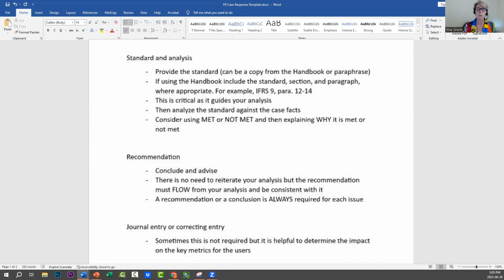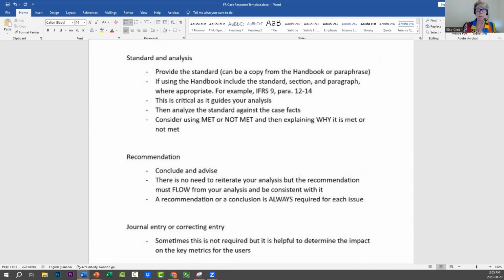So that's why often I say use met or not met, because let's say we do that step 1, identify the contract, and then I use the case fact and I realize there is no contract. So I'm going to say not met. Step 1 is not met because there's no identifiable contract. So analyze the standard using case facts from the case. If you don't do that step, you're going to lose the majority of your marks. Explain why it is met or not met using the case facts.